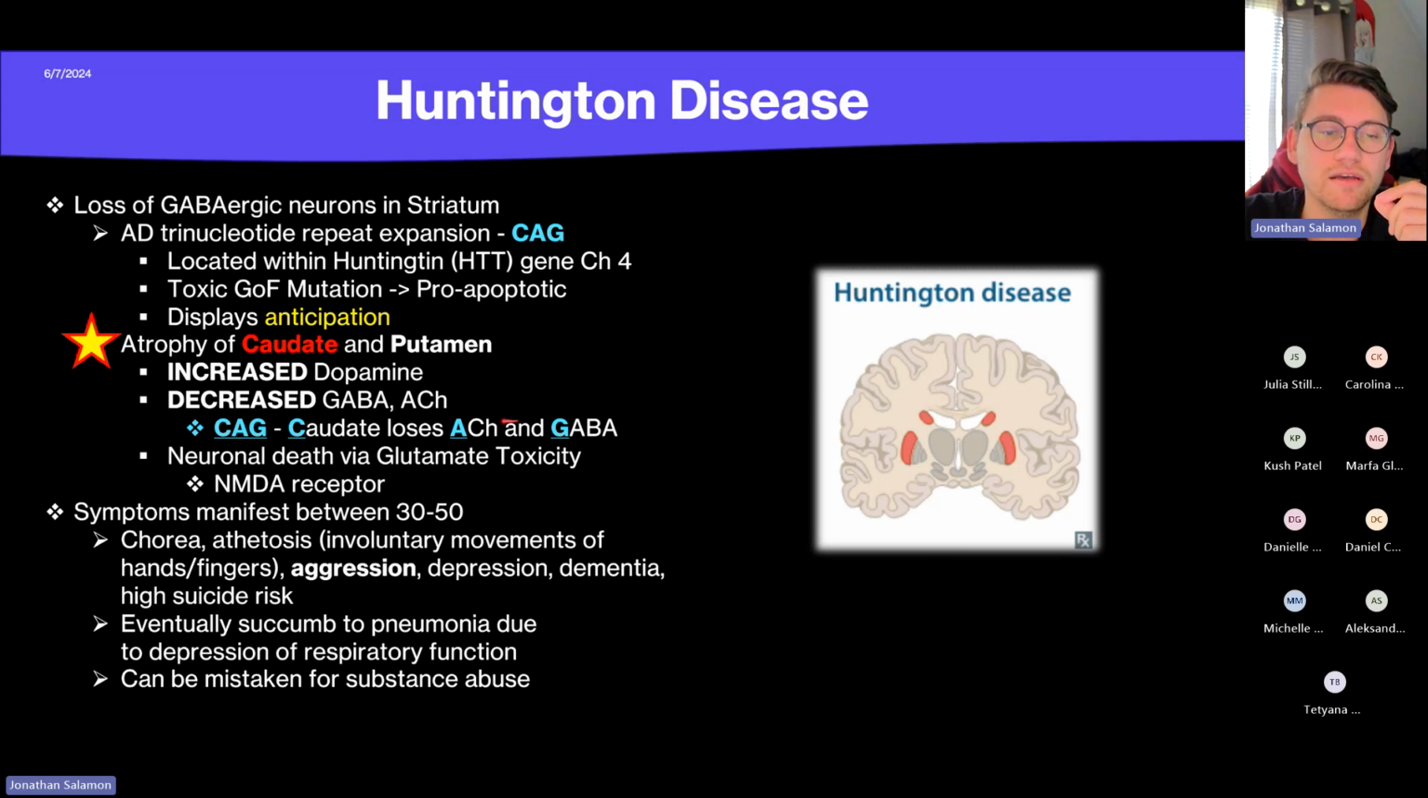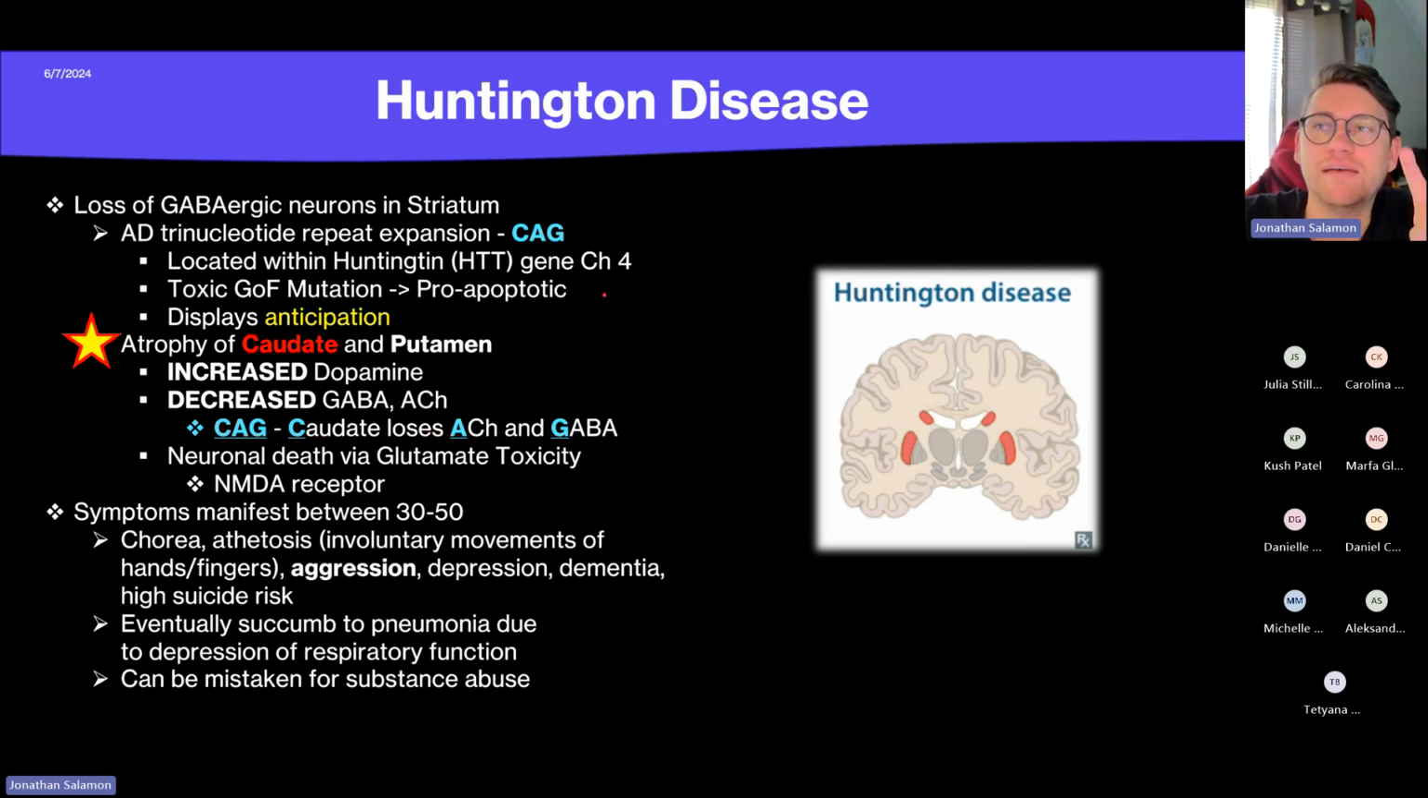You can remember this with a little mnemonic. You have too much dopamine and you lose GABA and acetylcholine. So this messes up that dopamine acetylcholine axis we were just talking about, and you lose inhibition, right? Because you lose GABA. And the little mnemonic here is CAG: Caudate loses acetylcholine and GABA. If you remember that, then if acetylcholine's low, dopamine's high, right?